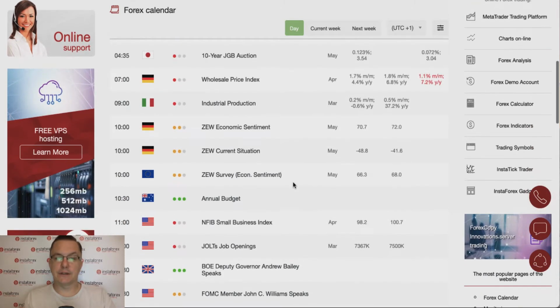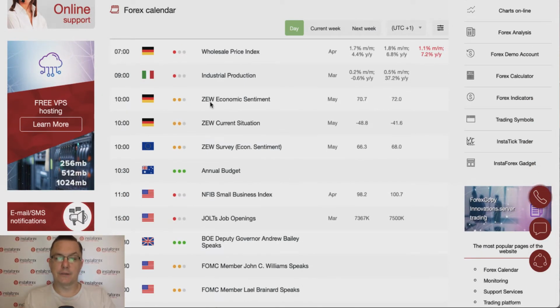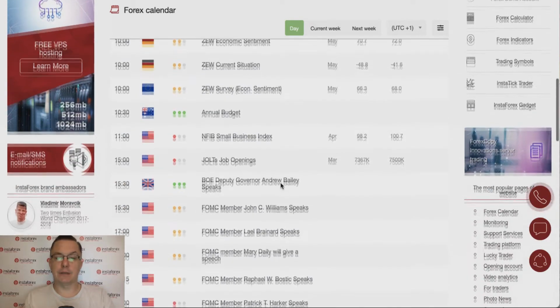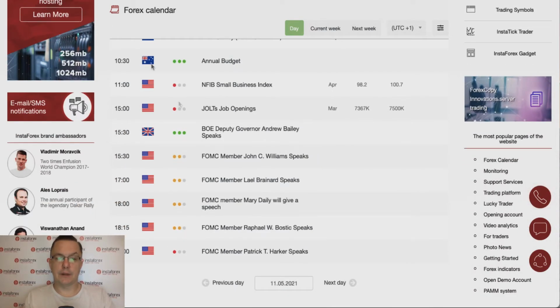During the London session, we have some data from Germany, wholesale price index, and the ZEW economic sentiment, current situation, and survey. All of them are scheduled for release at 10 o'clock. Then we have, of course, I think it's the Australian annual budget. Annual budget will be released 10:30, and that's about everything during the London session.